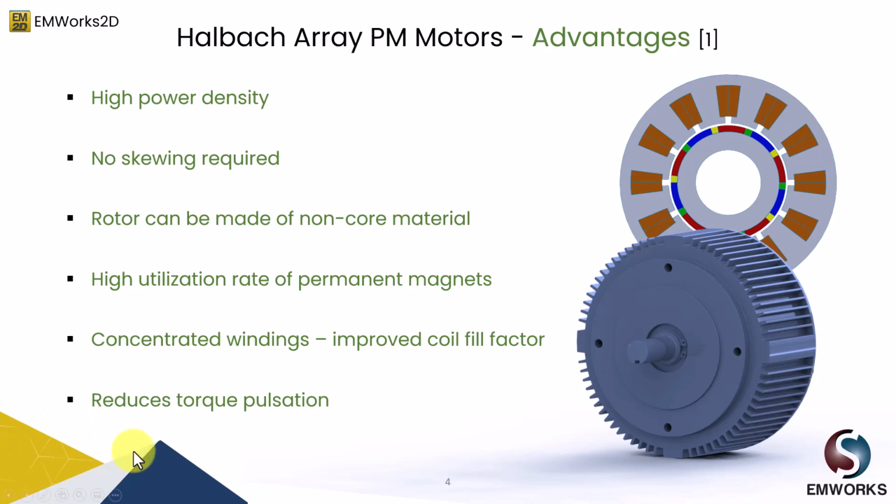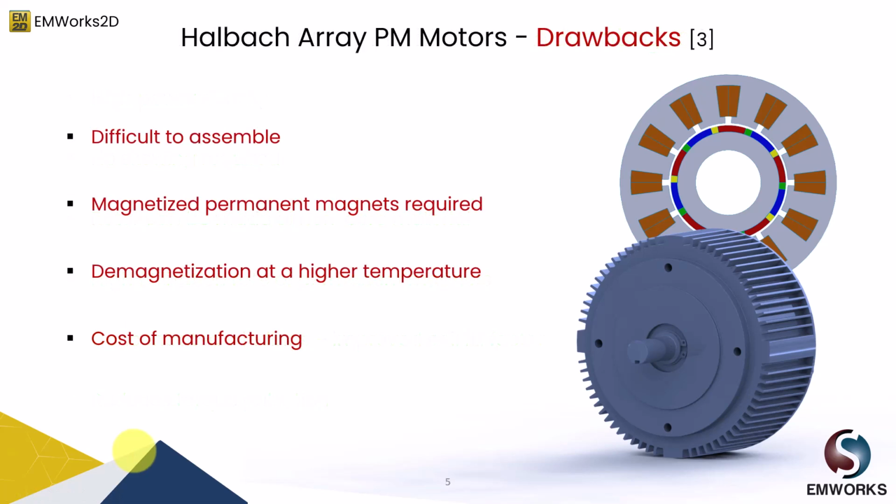Now while talking about so many advantages of Halbach array PM motors, we have a few disadvantages also. The main disadvantage of the Halbach array geometry or arrangement is that it is difficult to assemble. All of the magnetic elements repel each other in a Halbach array, which can create a variety of assembly issues.